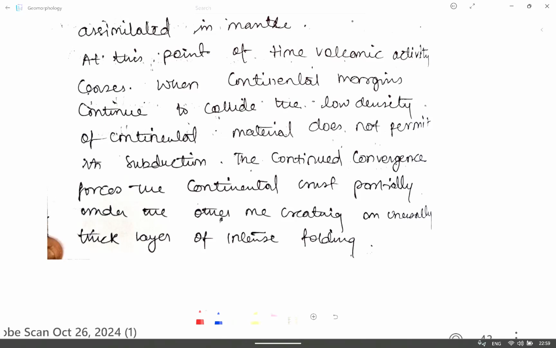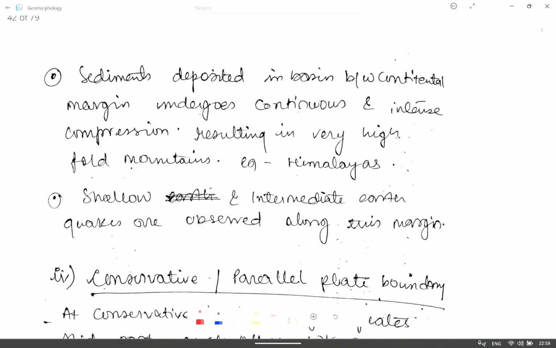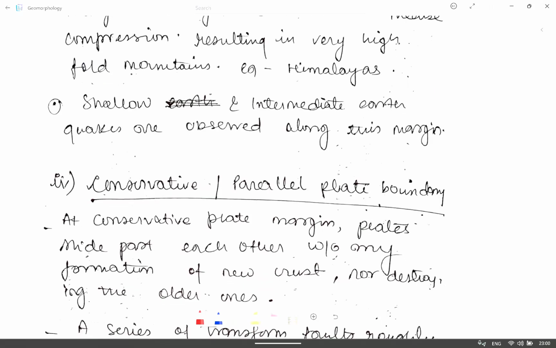These are the fold mountains because India, it moved from the south and towards the north, and then when it collided with Europe, it led to continent convergence, and that resulted in the formation of Himalayas. Now, sediments जो deposit होता है into basin between continental margin. For example, अब ये oceanic crust खत्म हो गया. Oceanic crust जैसे ही खत्म हुआ, उसके अंदर जो sediments थे, that must be on the continent. So that undergoes continuous intense compression and results in very high fold mountains, जैसे कि Himalayas. Shallow and intermediate earthquakes are observed in this margin.